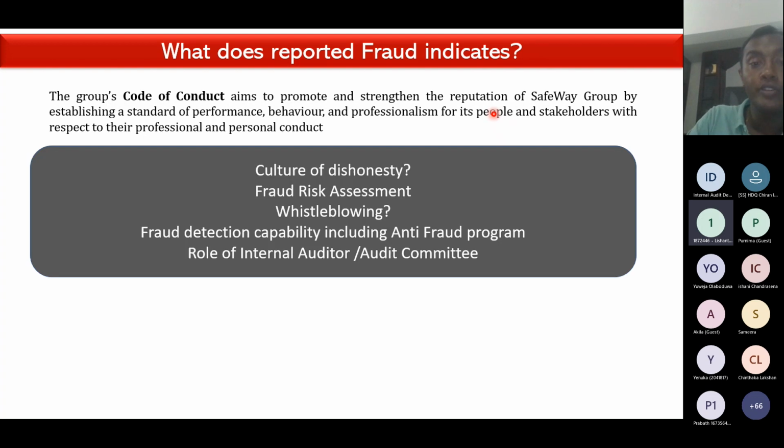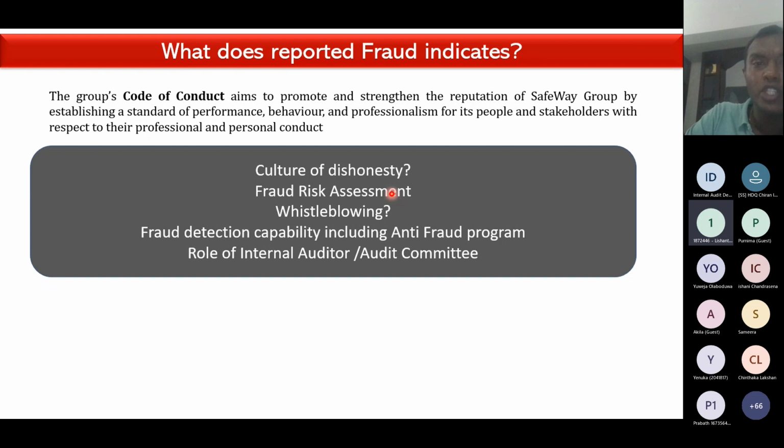Now see, all these points are very big points. Please carefully note, whether a culture of honesty is there or not is a question mark. FRA from the internal control angle, have they done FRA? In the exam, you may be asked to do FRA using the fraud triangle.